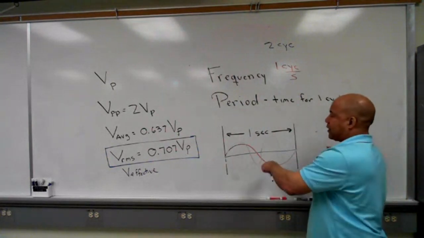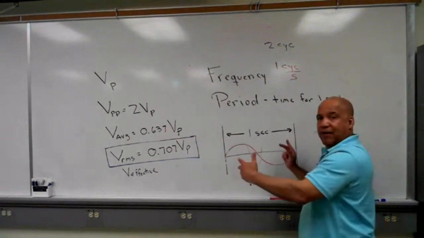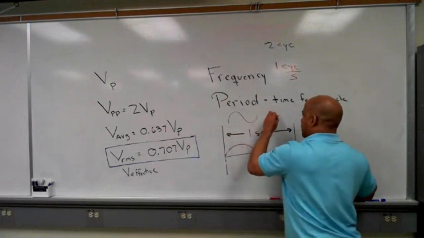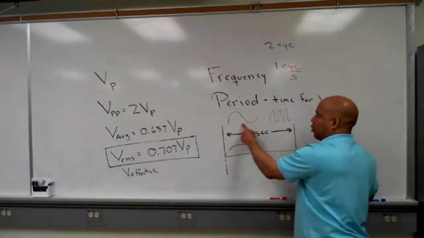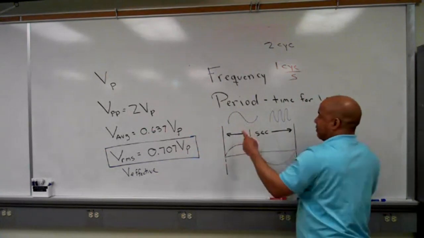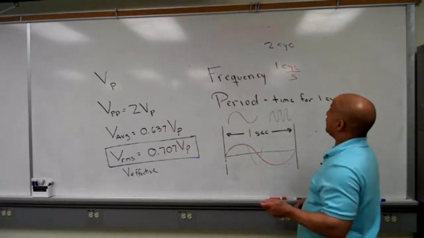You can see that the more cycles per second, the more those waves are squished together. So if I show you something like this, and I show you something like that, this one's at a lower frequency than that, because this is less cycles per second than that one is.